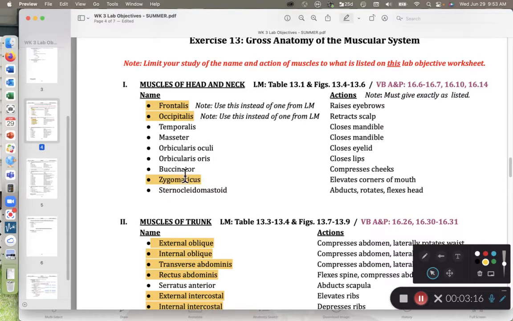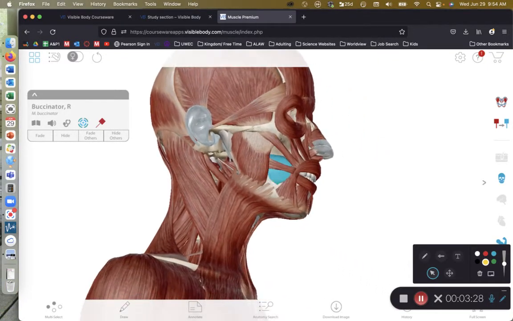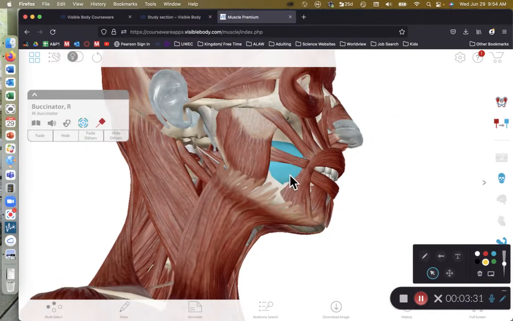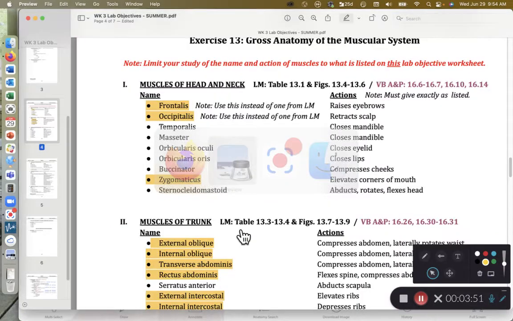We also have the buccinator. The buccinator is frequently mixed up with the masseter. So here, it's a deeper muscle right here. It's the deep muscle within the face that helps us to compress the cheeks. So the buccinator is here. When we look at the masseter, focus on a muscle that connects the zygomatic bone to the mandible for mastication or elevating the mandible, whereas the buccinator is focused on our cheeks and compressing the cheeks.